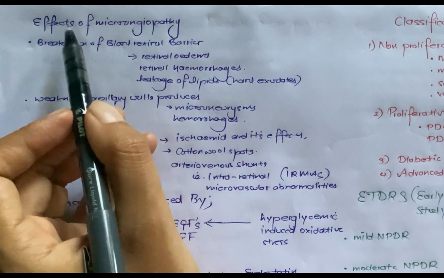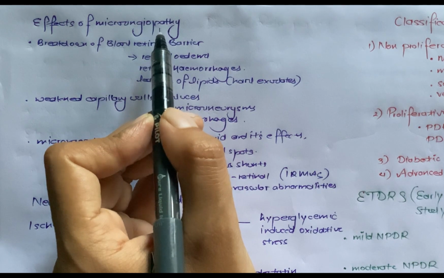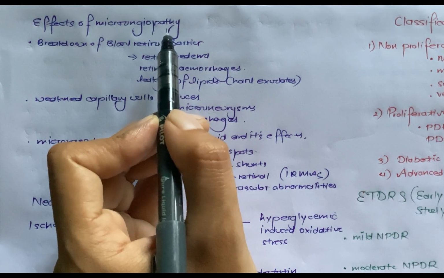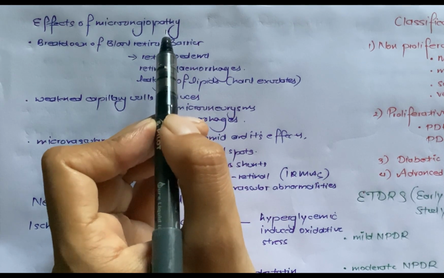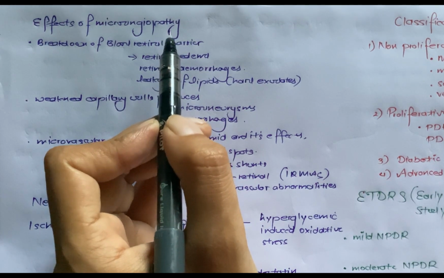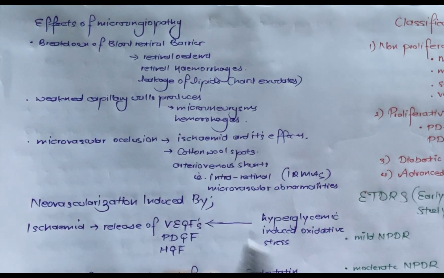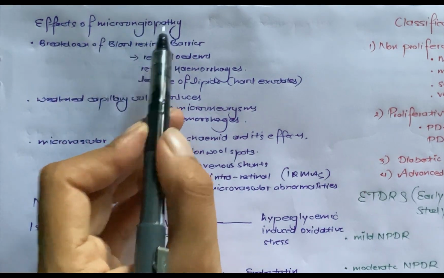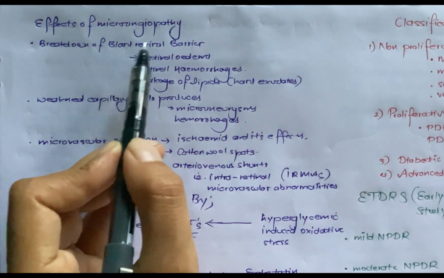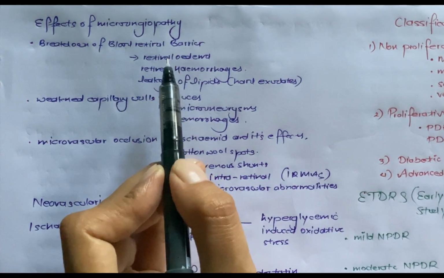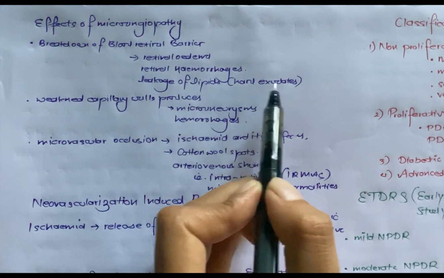Now talking about the effects of microangiopathy. Microangiopathy refers to a group of disorders that primarily affects the small blood vessels, particularly the arterioles, capillaries, and venules, and this condition can cause damage to the microvascular system, leading to various health issues. And the effects of microangiopathy are breakdown of blood retinal barrier. If there is breakdown of blood retinal barrier, then there will be retinal edema, retinal hemorrhages, and leakage of lipids, that is hard exudates.